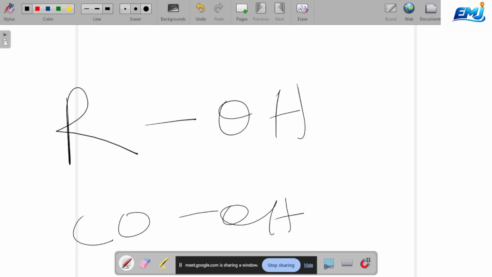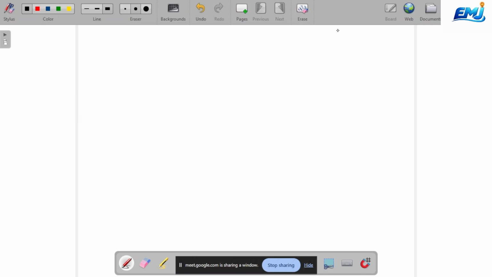Ethyl. Yes, you are very correct. That R can be an alkyl. Alkyl is spelled like this: ALKYL. You cannot see what I'm writing. Can you see this? Yes, sir. Okay. So this is called an alkyl.